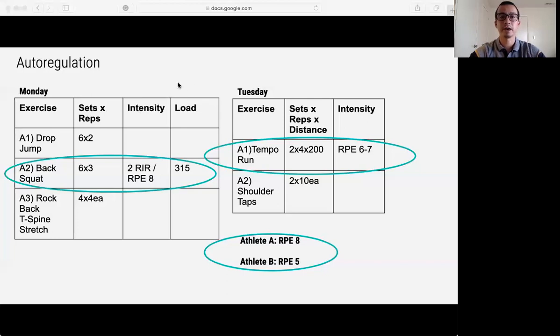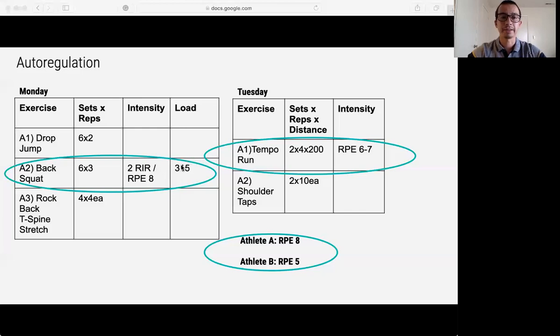Now, if we look at Tuesday, we have our conditioning day. We got some tempo runs for A1, 2x4x200. Our goal intensity is RPE 6 to 7, so somewhere between 6 and 7. So let's say the athletes run their first rep. Athlete A hits an RPE of 8. Athlete B hits an RPE of 5. So for athlete A, we can either have them increase their rest in between their tempo runs, maybe adjust these shoulder taps and decrease the volume on those, or we can just have them decrease their pace on those tempo runs. Again, that's totally up to the coach on how you want to adjust your sessions.